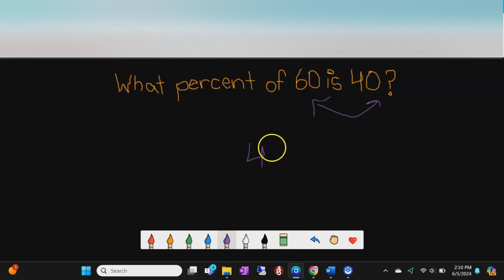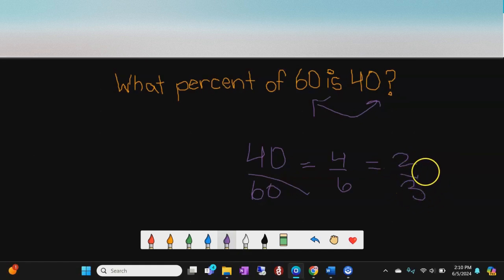So 40 over 60. Then we have to reduce, if we can. So 40 over 60 reduced would be 4/6, and we would reduce that to 2/3.